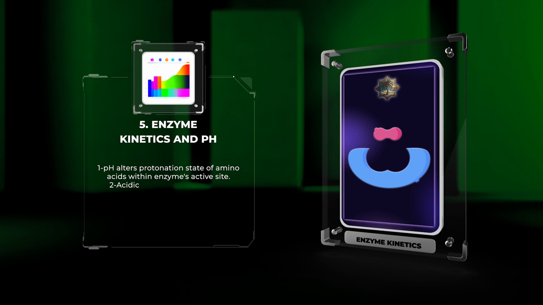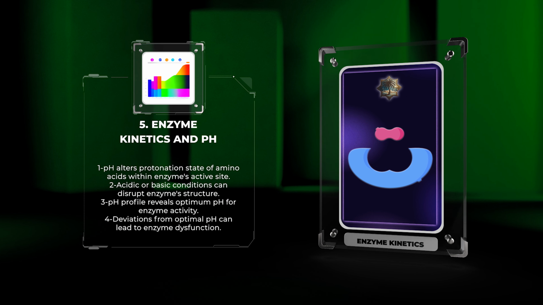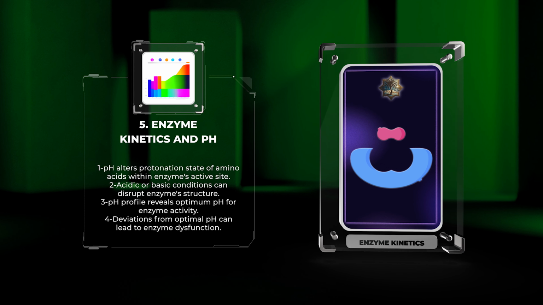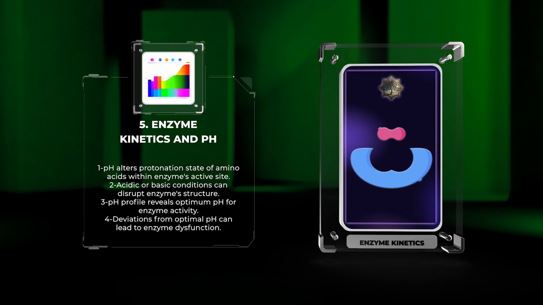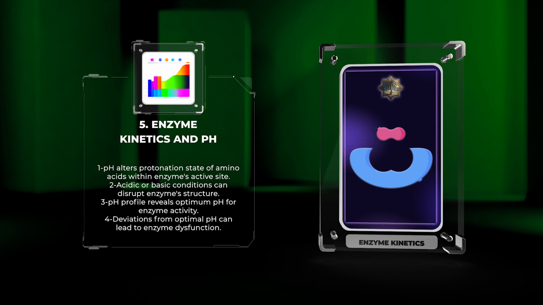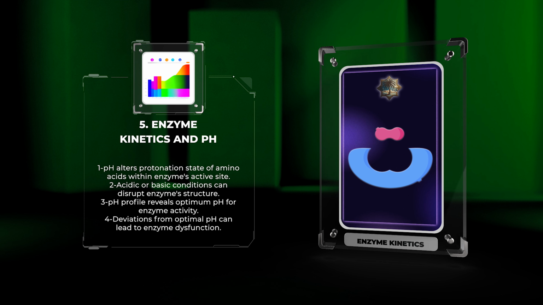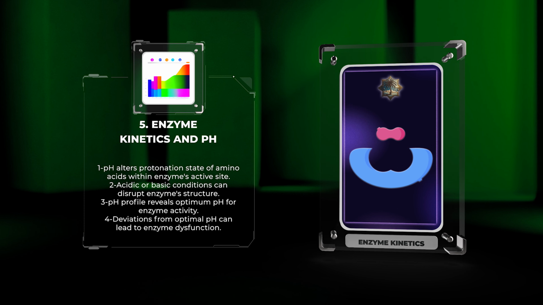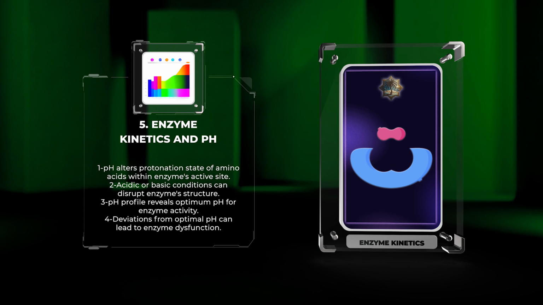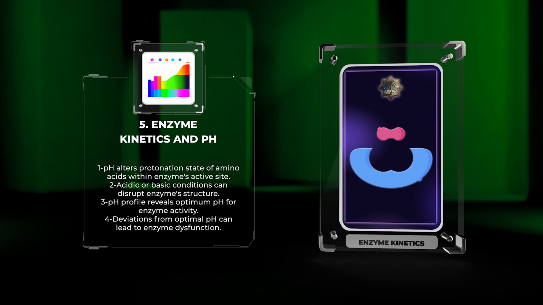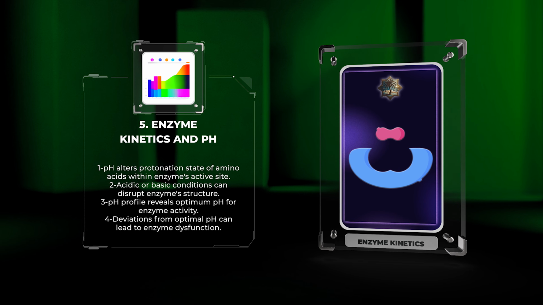In this segment, we dive into the significance of pH in enzyme kinetics. pH plays a crucial role in altering the protonation state of amino acids within the enzyme's active site. Acidic or basic conditions can disrupt the enzyme structure, affecting substrate binding and catalytic activity. The pH profile of an enzyme reveals its optimum pH, where it exhibits maximum activity. Deviations from this optimal pH can lead to enzyme dysfunction, rendering it incapable of performing its essential biological functions.